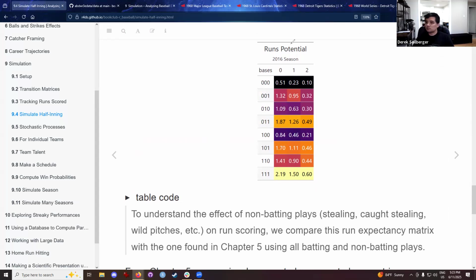Let me see if I could annotate this a bit. Need to use orange. All right, so in the top right, if we have a bases empty, 2-out situation, the number of potential runs is very small. That seems to fit with our situation. In the bottom left, if we have a bases loaded, 0-out situation, the number of potential runs is the largest in the matrix. That also seems to fall in line with our intuition.